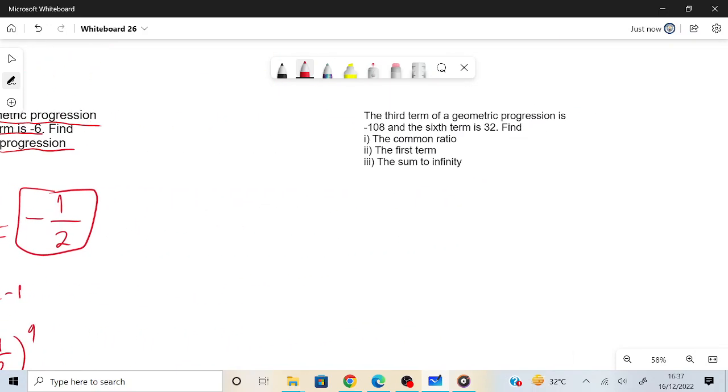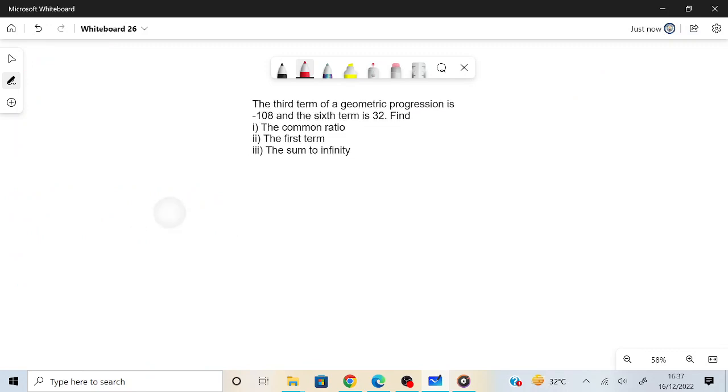On to the next example. This one says the third term of a geometric progression is minus 108 and the sixth term is 32. Okay, good to know. It says find the common ratio. Right, so we know the third term of the geometric progression is minus 108. So we can say we have ar squared equals minus 108.